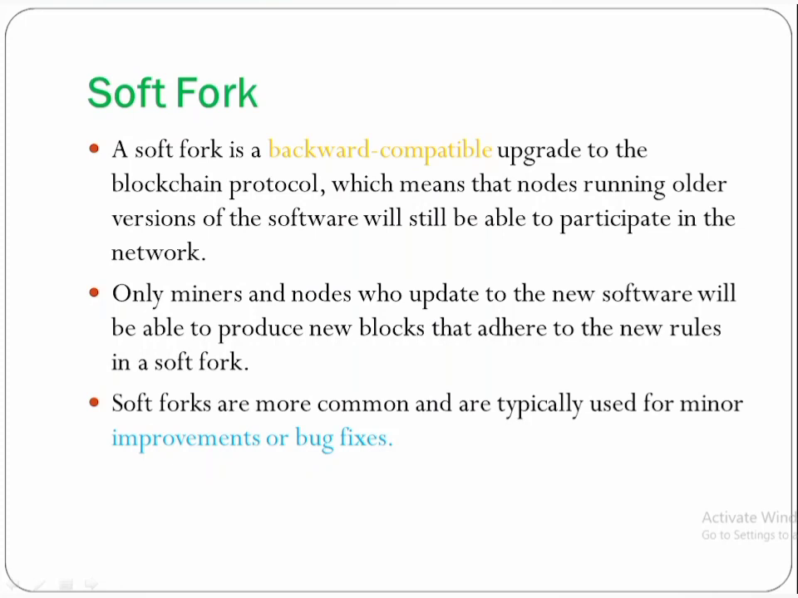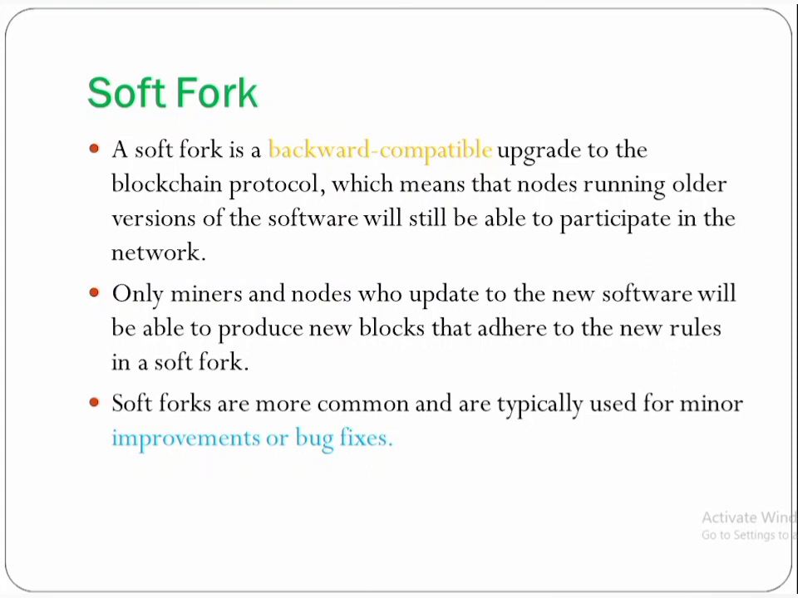A soft fork is a backward compatible upgrade to the blockchain protocol. That means it maintains the older versions of the software also. So only miners and nodes who update to the new software will be able to produce new blocks that adapt to the new rules in a soft fork. Soft forks are more common for minor improvements or bug fixes.